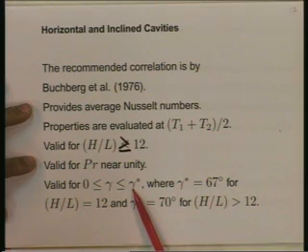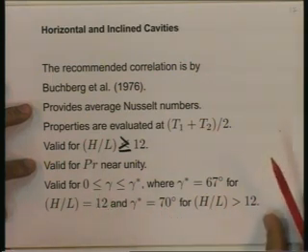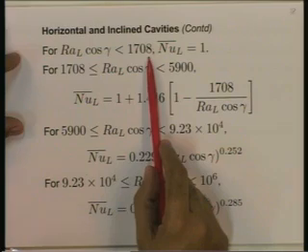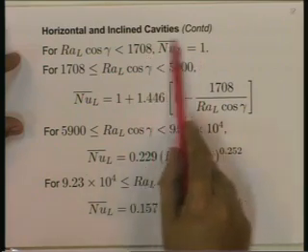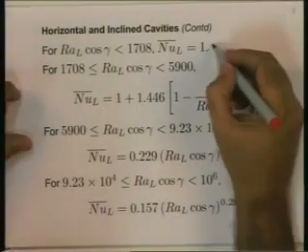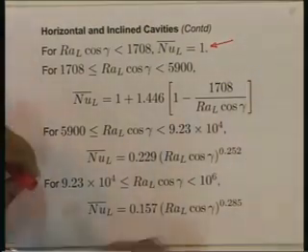This upper limit of inclination is 67 degrees if H by L is 12 and 70 degrees if H by L is greater than 12. The correlation is in different ranges. If Rayleigh number into cosine gamma is less than 1708, the Nusselt number is 1, and this indicates that heat is transferred essentially by conduction.